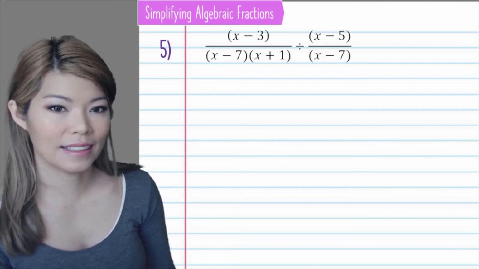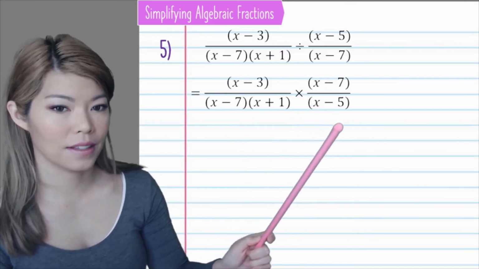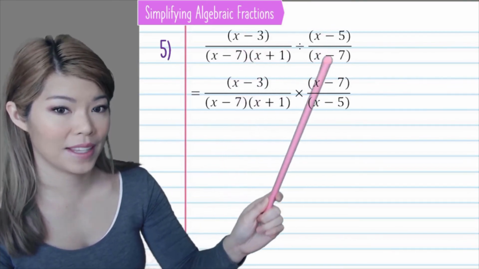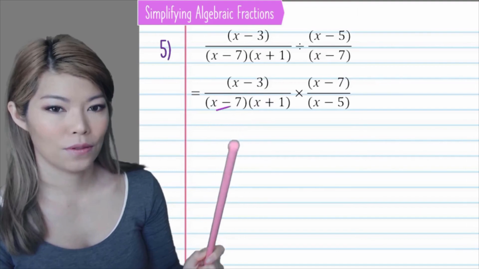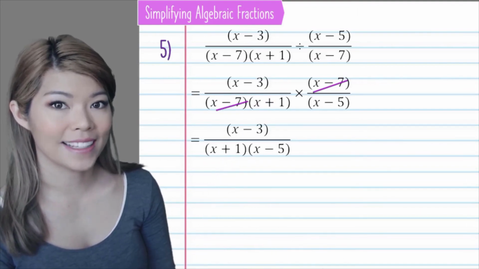Next question. Again, division. So what do we do? Multiply by the inverse. So flip the second fraction. Don't flip the first, always flip the second. All right, and now we look for common factors, cancel them out, and write down what is left over.